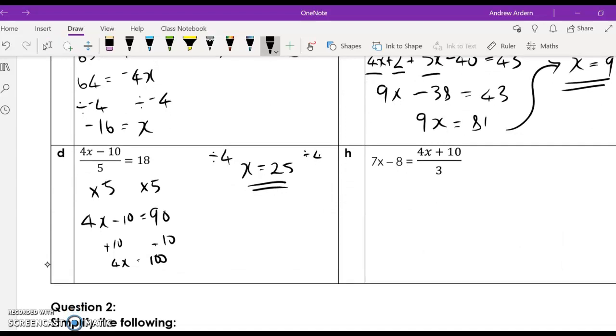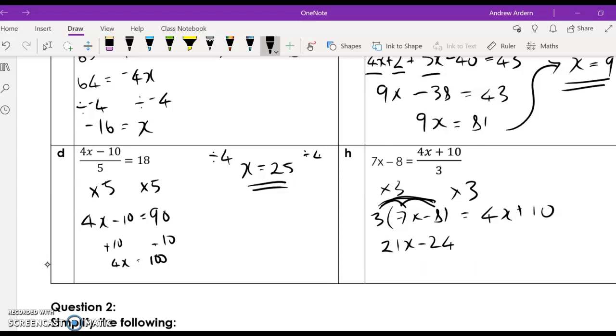Last one of this type of question. Multiply both sides by 3 to undo the division. Left-hand side is like this, 3/7x minus 8. Right-hand side is like this, 4x plus 10. You now have to get rid of the bracket by multiplying out by 3. Left-hand side stays the same, so right-hand side stays the same.